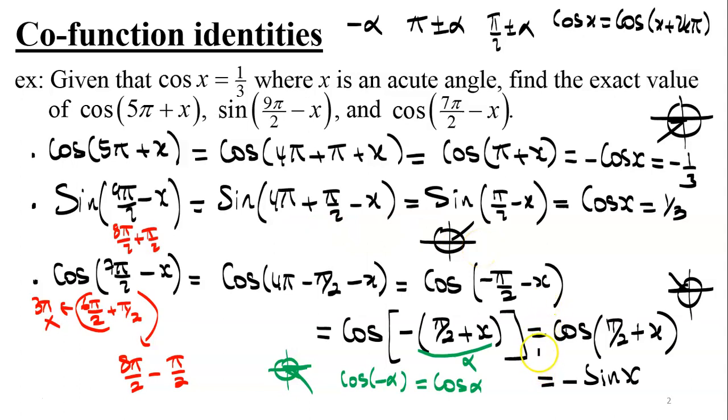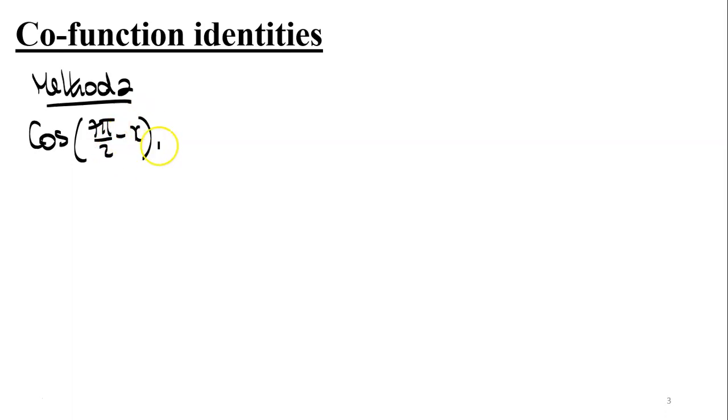Now there is another way to actually do that. Before we actually find sine, let's just go for method 2. So in method 2, what we would in fact do is, what was it again? It's cosine of 7 pi over 2 minus x. Now over here, my cofunction identities go for pi over 2 plus or minus x or alpha, whatever.